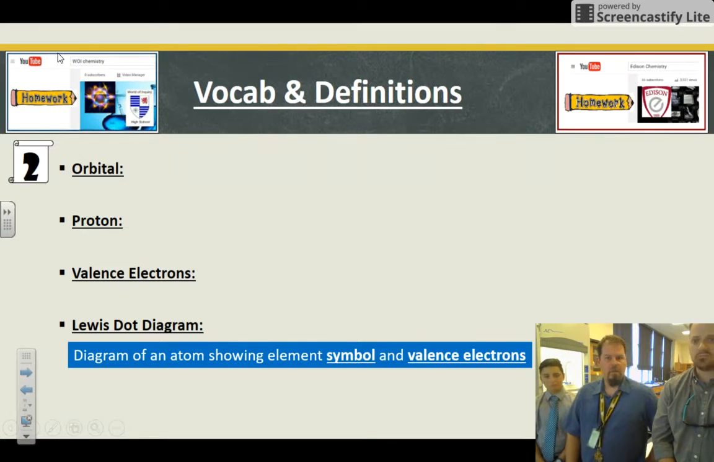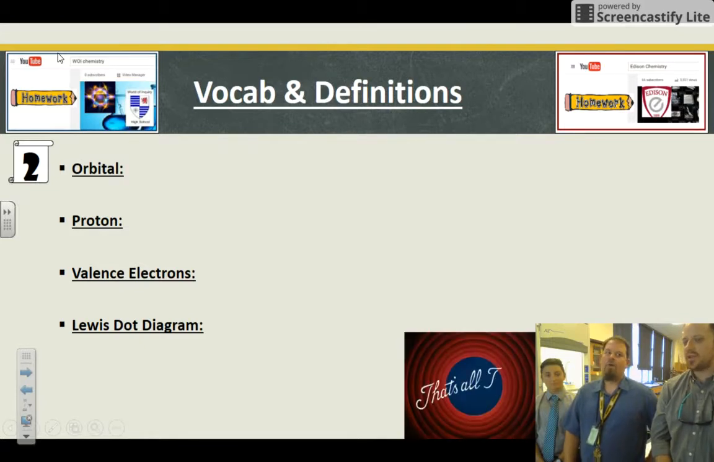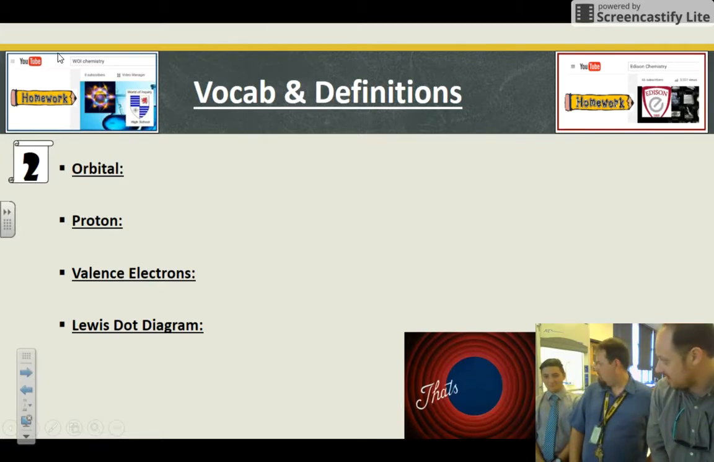What else we got? Is that 20 maybe? Let's check. Oh my gosh, it is. You messed up last time, so we're not messing up this time. Anything else to add, vocab?